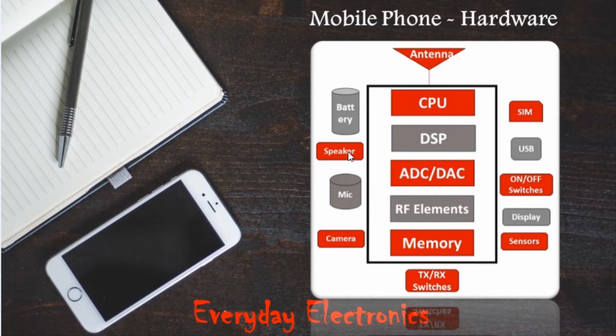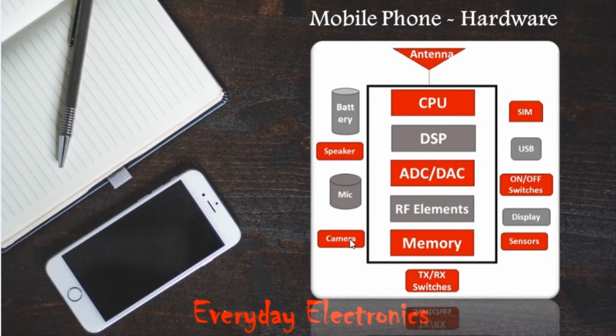Now moving on to the speaker, actually it is a transducer. It converts electrical signal to audible signal or pressure vibration, and there will be an audio amplifier to give the amplification for the audio signal, and a volume control circuit is used to change the amplitude of the audio signal. So those are the things with regard to the speaker.